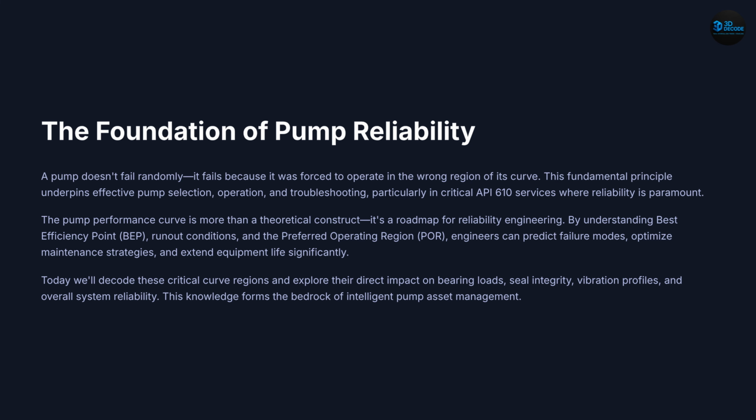Slide 1. Foundation of reliability. A pump does not fail randomly. It fails because it is forced to operate in the wrong region of its curve. The pump curve is not just a graph, it is a reliability map. If you understand it, you can predict failures before they occur.